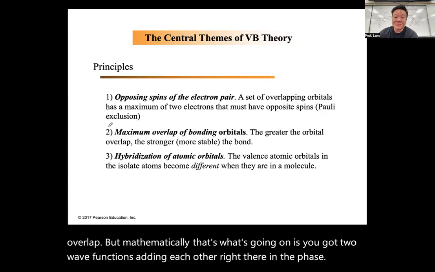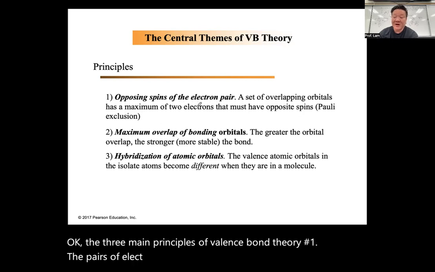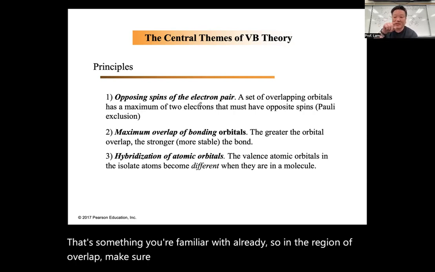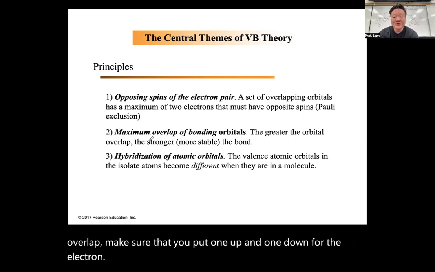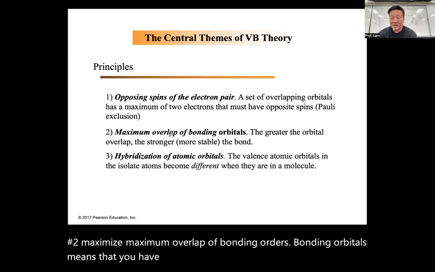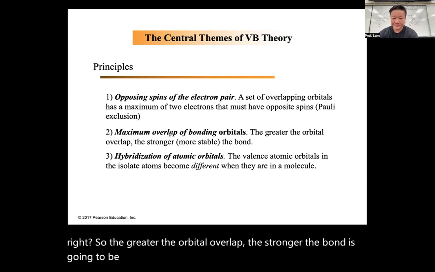Okay, the three main principles of valence bond theory. Number one, the pairs of electrons need to be of opposite spin. That's the Pauli exclusion principle, so that's something you're familiar with already. So in the region of overlap, make sure that you put one up and one down for the electrons. Number two, maximum overlap of bonding orbitals means that you have a more stable bond, AKA a stronger bond. So the greater the orbital overlap, the stronger the bond is going to be.